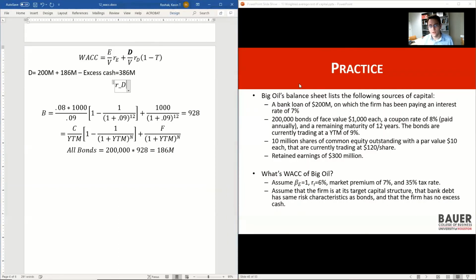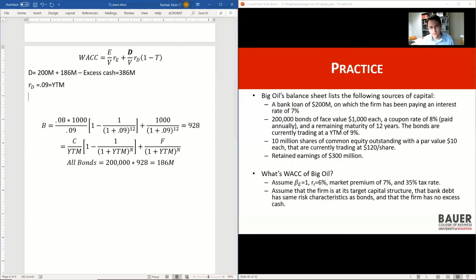What about the discount rate on debt? I said we would come back to this. We're going to use the yield to maturity of 9%. Okay, that's the yield to maturity. That's the market rate. If you were to buy one of these bonds, you pay 928 for that, and you get a 9% return. We're not going to use this interest rate of 7%. Okay, so let's make a note of that.